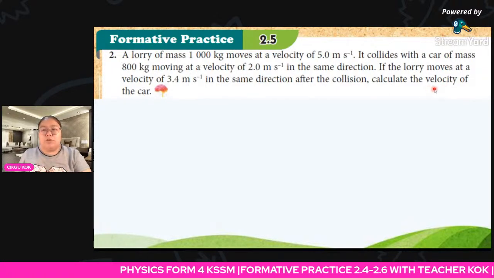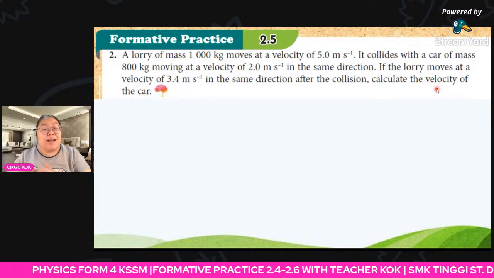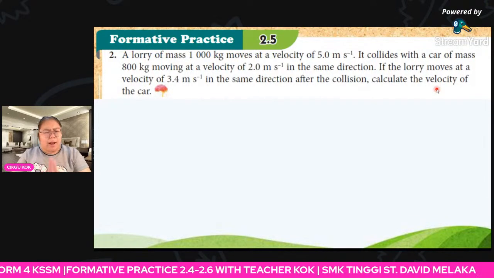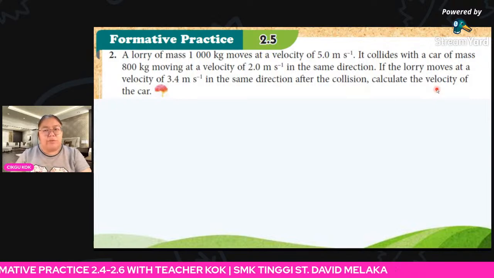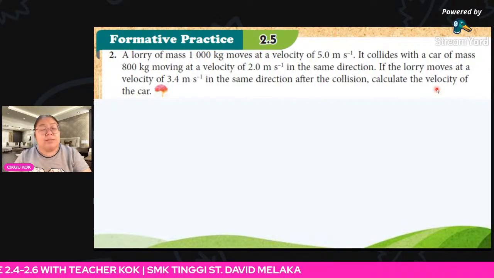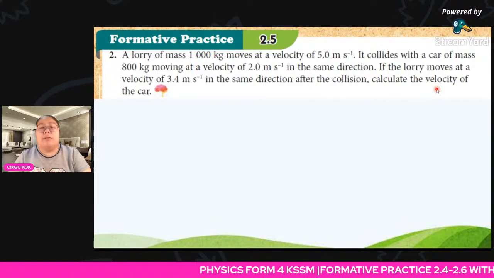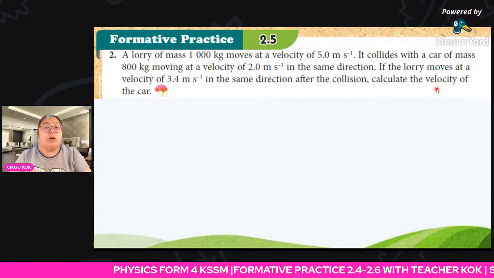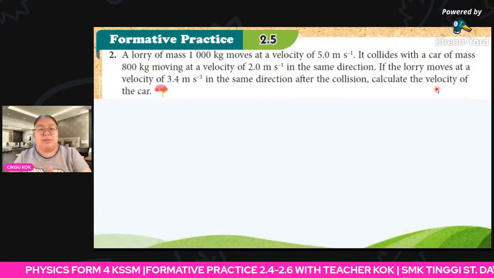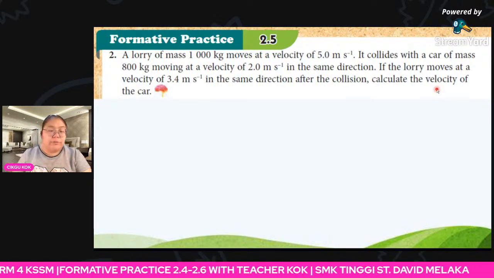Now they want you to calculate the velocity of the car. How the car moves, we do not know; it could go to the left or to the right. We must depend on the answer. If we get a positive answer, it means it follows the lorry direction, going to the right. If we get a negative answer, it means the car finally moves in the opposite direction. Now we write all the info first.